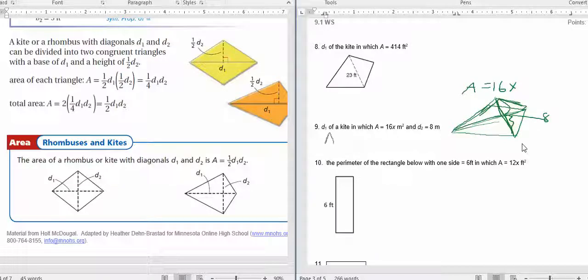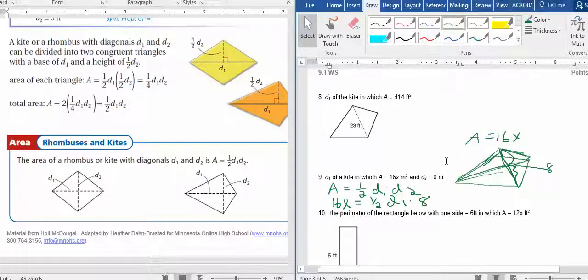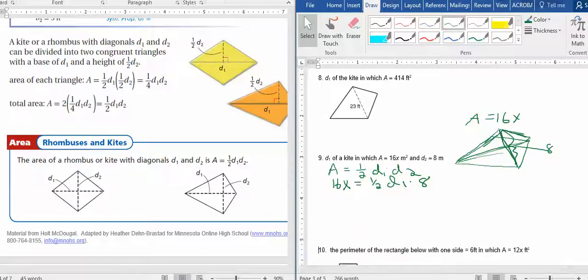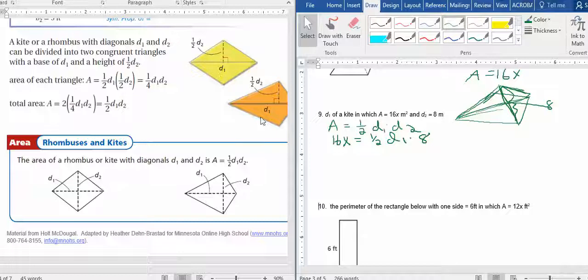So again, you always start by writing down the formula. It's equal to 1/2 d1 times d2. We know that the area is 16x. Don't skip the x part. Then we have 1/2 d1, which we're trying to find, times d2, which we know is 8. Need a little more room here. So we're going to keep solving this until we're able to find what d1 is equal to.